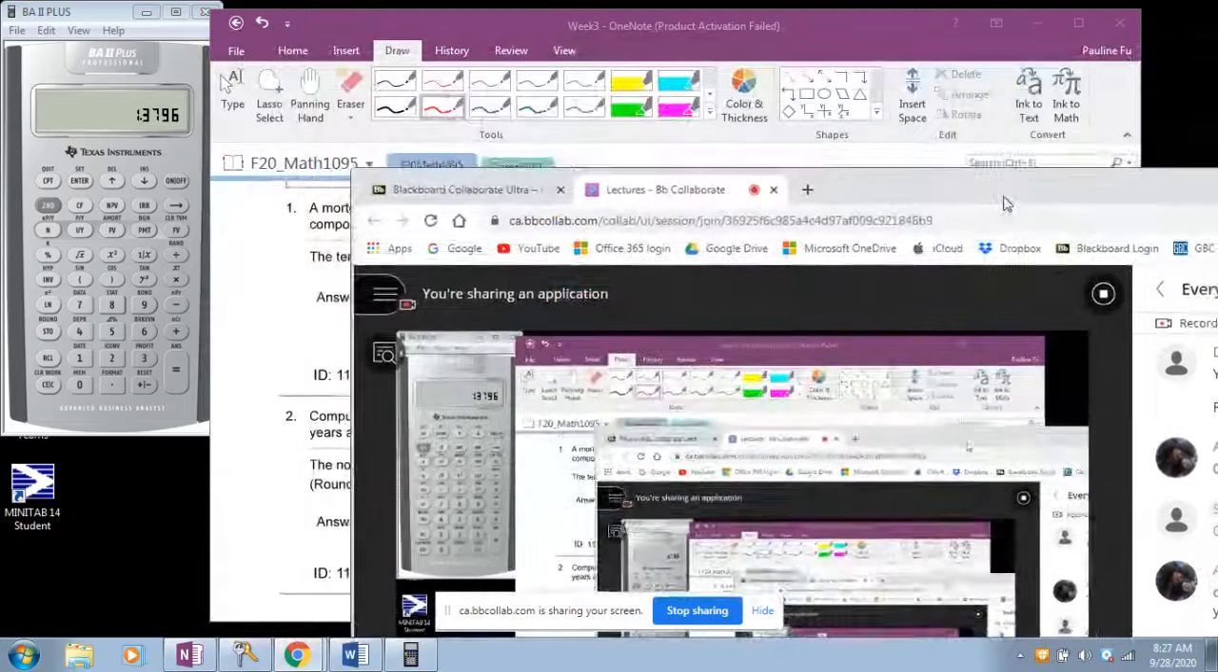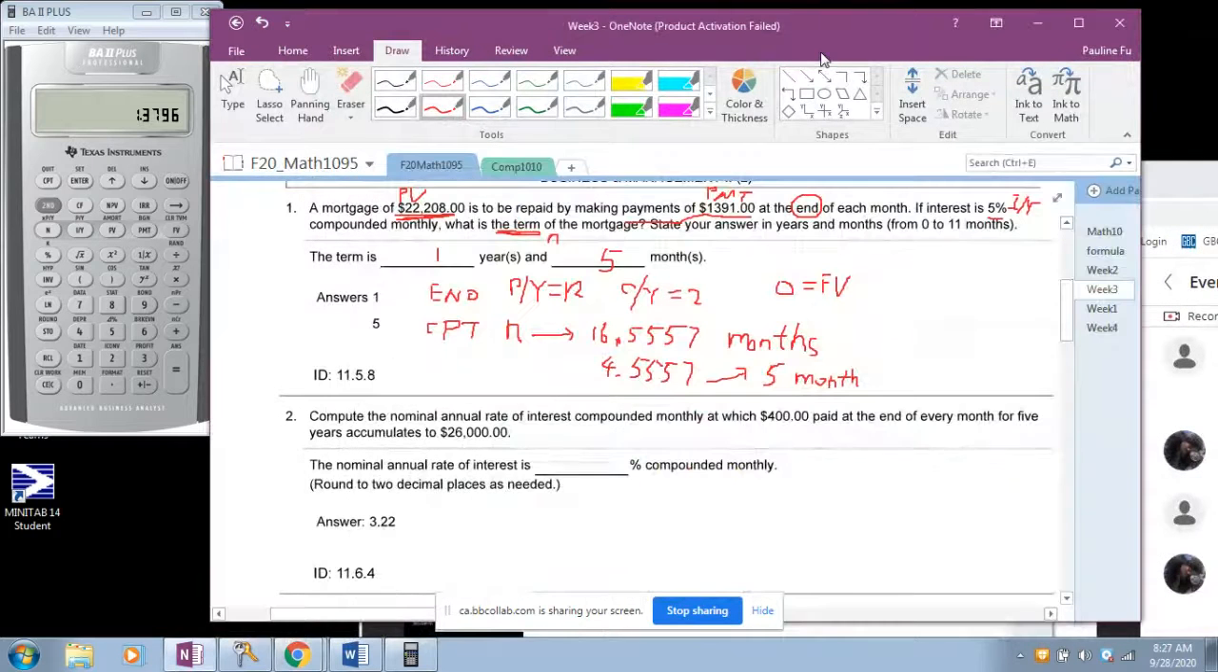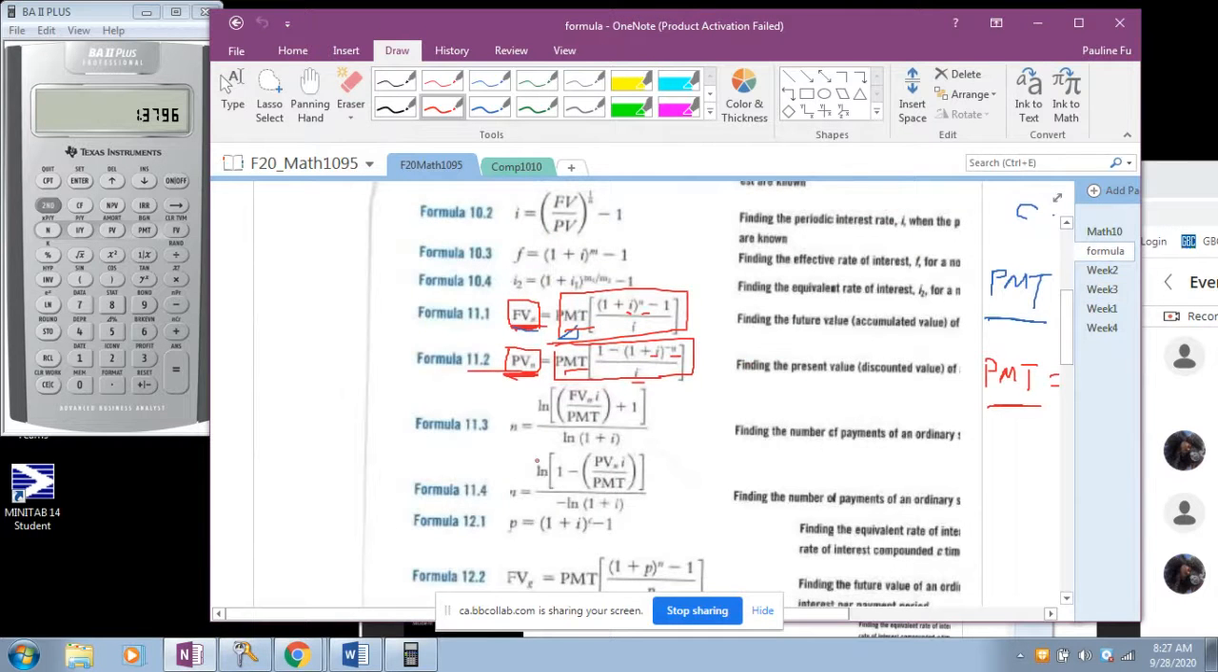Okay. All right, so this is just the first method. The second method, we are going to use a formula. The formula is 11.4. I will show you the formula. Okay. So we are going to use 11.4, this formula.